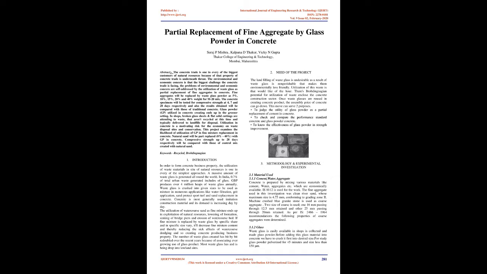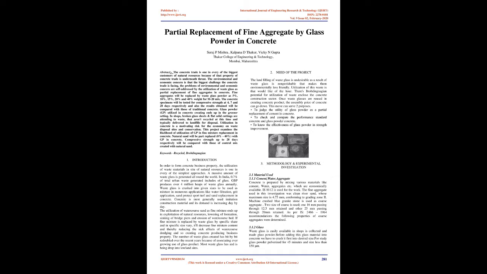The problems of environmental and economic concern are addressed by the utilization of waste glass as partial replacement of fine aggregates in concrete. Fine aggregates will be replaced by waste glass powder at 5%, 10%, 15%, 20%, and 40% by weight for M20 mix. The concrete specimens will be tested for compressive strength at 4, 7, and 28 days respectively, and the results obtained will be compared with those of traditional concrete.